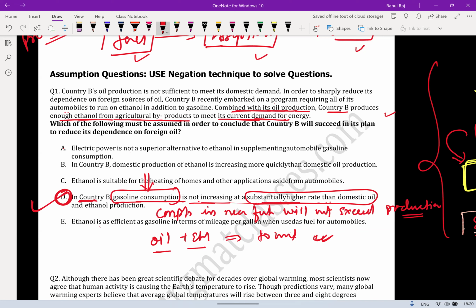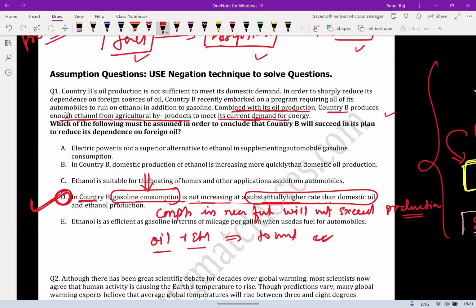Yeah. Because when the author is concluding this, Tara, that oil plus ethanol is sufficient to meet the current demand, and what we know about assumptions, Tara, is that assumptions are something which always support the conclusion. So the author, before concluding that oil plus ethanol is sufficient to meet the current demand, must have 100% thought in his head that in the near future, in no way is consumption going to exceed the production. And because consumption is not going to exceed the production, that's the reason the author has concluded that oil plus ethanol is sufficient to meet the current demand. And that is nothing but by default the assumption over here. Agreed, Tara?